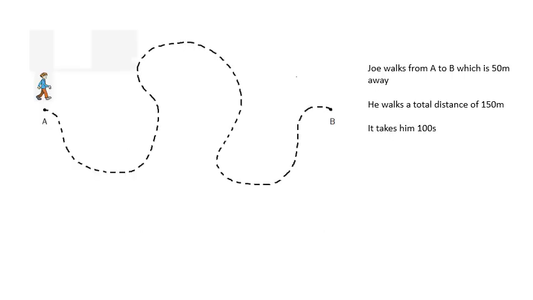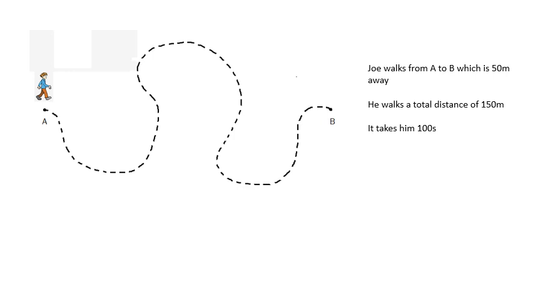Okay, hopefully this will help. Consider this. Here's Joe, my mate Joe. Now, Joe walks from A to B, and B is 50 meters away. It's east. Okay, so Joe walks east 50 meters to get from A to B, and the total distance he walks is 150 meters because he's a bit daft. So he enjoys his exercise, and it takes him 100 seconds to do it.